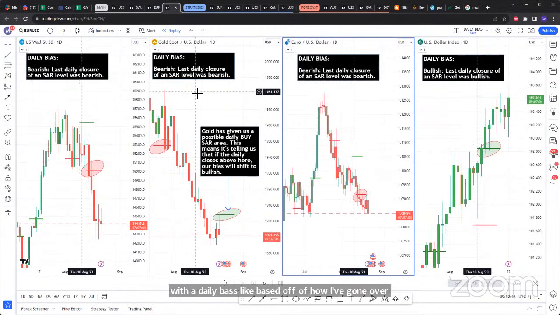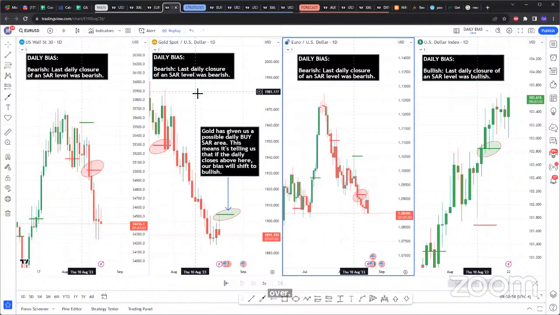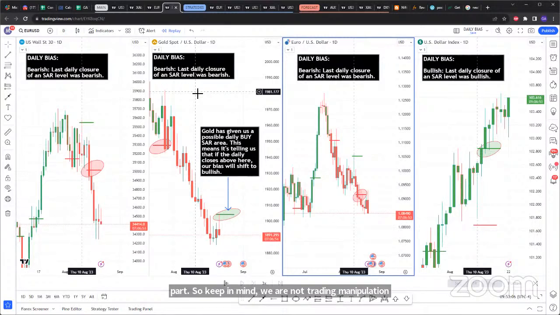Okay, all right. So I'll get to the manipulation part. Keep in mind, we are not trading manipulation or anything. Those hours I give you not to trade are just because price is either likely to be manipulated or reversed during that time, but I'll go over that.